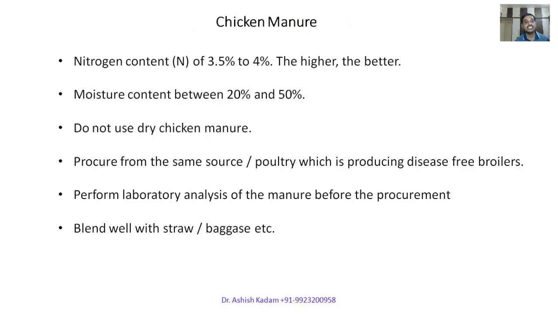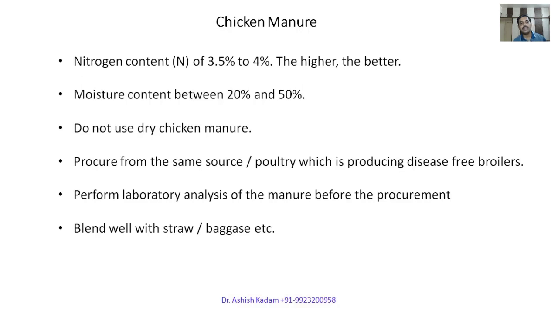So another important thing is the chicken manure. Chicken manure is used in the compost. When you are preparing the compost, we have to use the right quality of chicken manure. Nitrogen content should be 3.5% to 4%. The higher the nitrogen, the better for the yield.